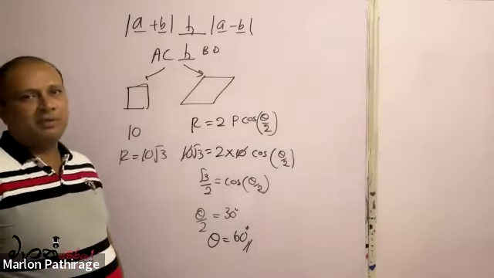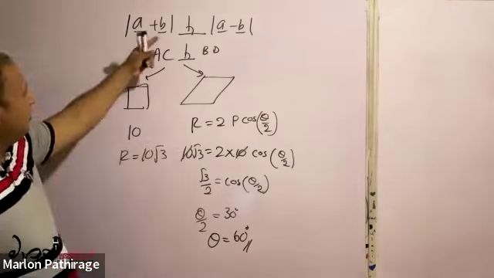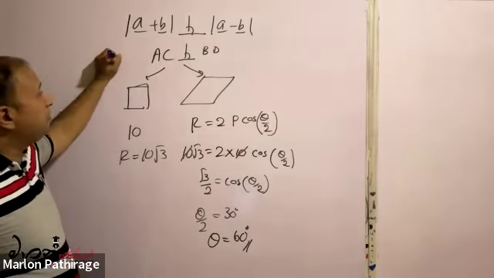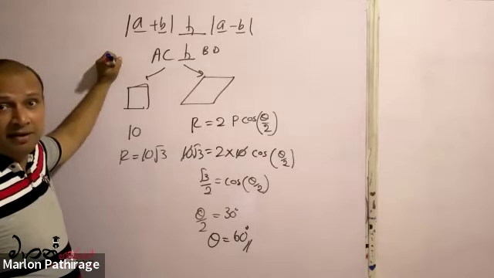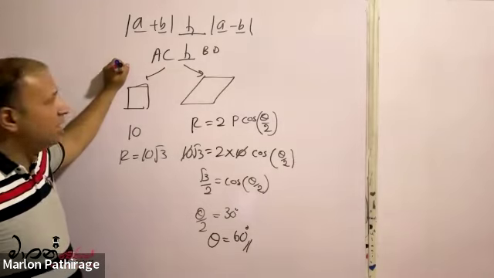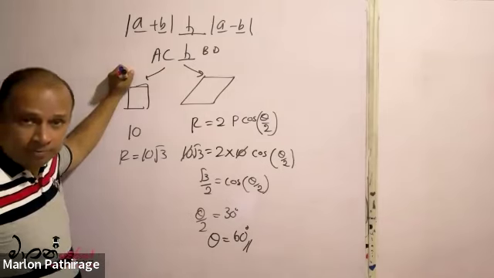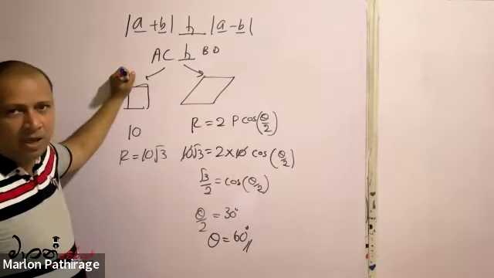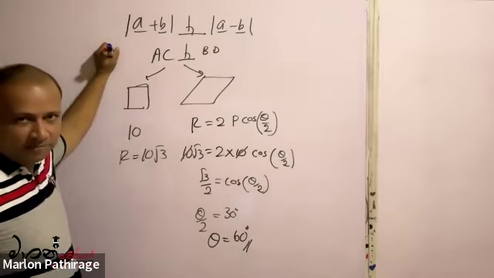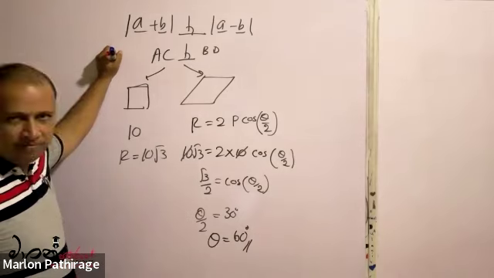You can state it directly like this: if A plus B is perpendicular to A minus B, then the two diagonals of this parallelogram are perpendicular. Therefore, this parallelogram is either a square or a rhombus. Then the resultant is 10 root 3, therefore it cannot be a square. It should be a rhombus.